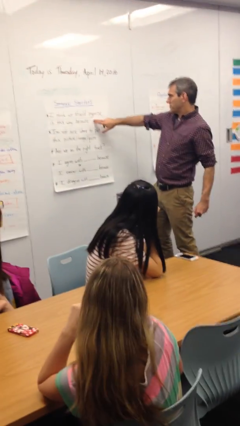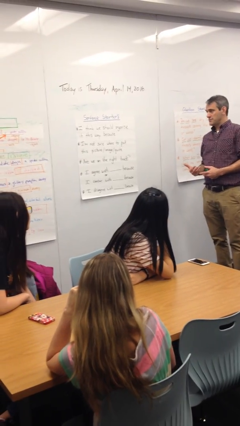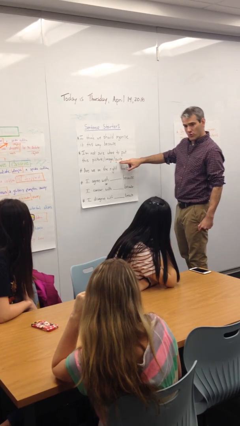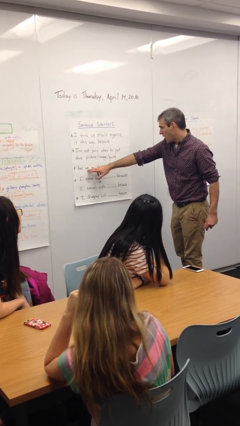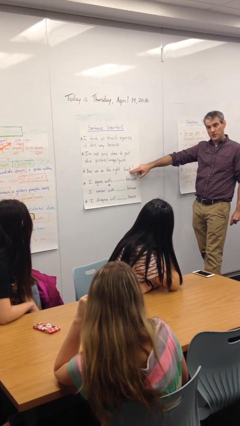So sentence starters first: I think we should organize it this way because I'm not sure where to put this picture, image, quote. Are we on the right track? That means, are we doing it correctly? Are we not doing it correctly?